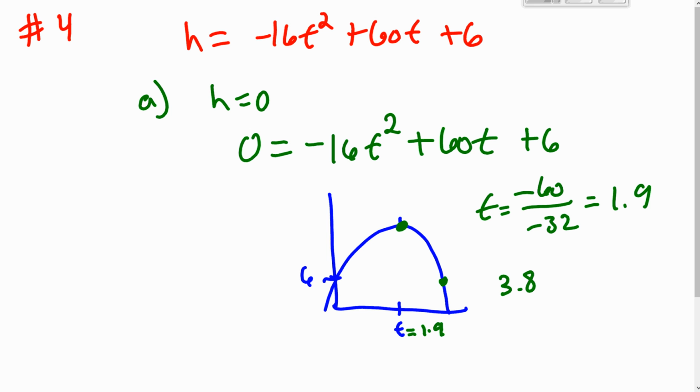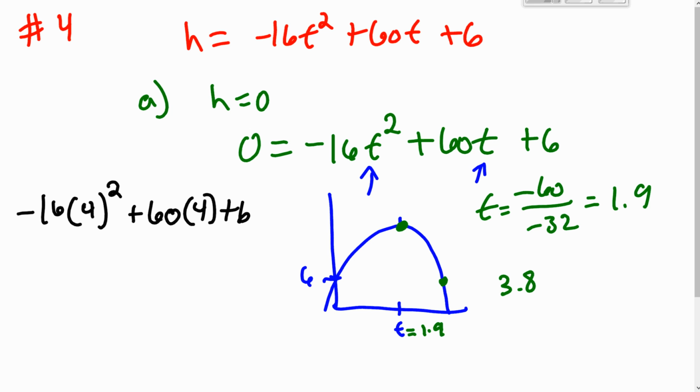So if I plug 4 back in for my t's, I'll get something like negative 10, I believe. What's nice about using my calculator is I can literally put in negative 16, parenthesis, 4, close parenthesis, hit the squared button, hit plus 60, parenthesis, 4, close my parenthesis, plus 6, and hit enter. And that will give me my height as negative 10, right? So at about 3.8, I'm at 6, and at 4, I'm at negative 10.